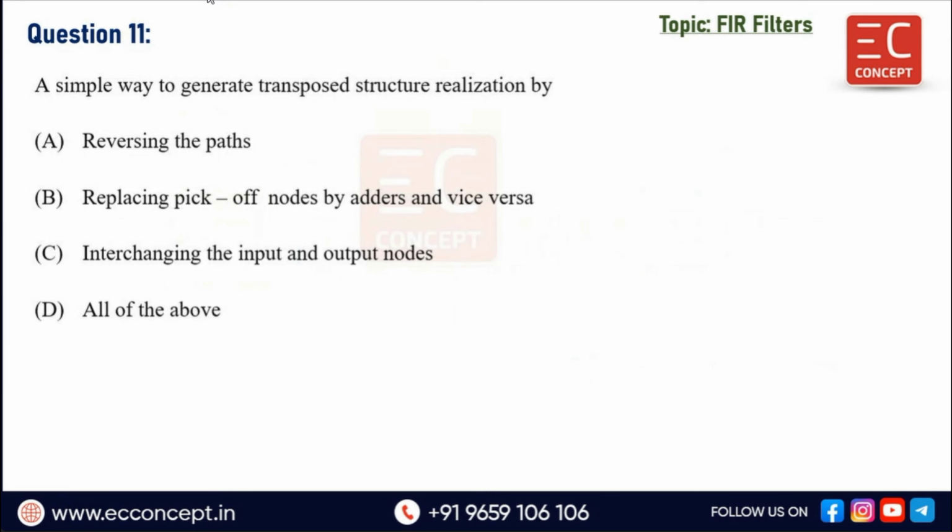A simple way to generate the transposed structure realization, okay? Actually all the points are given here, so it is for the transposed structure. We reverse the path, replacing the pick-off node by adders and vice versa, interchanging the input and output nodes, okay? So option D is correct. This question comes from the realization of filters. For IIR filters we performed realizations like direct form 1, direct form 2, parallel, and so many realization structures are available. In the same way for FIR there are many realization structures, and one of them is the transposed structure. These are all definitions, okay? Hence option D is correct. So next question.